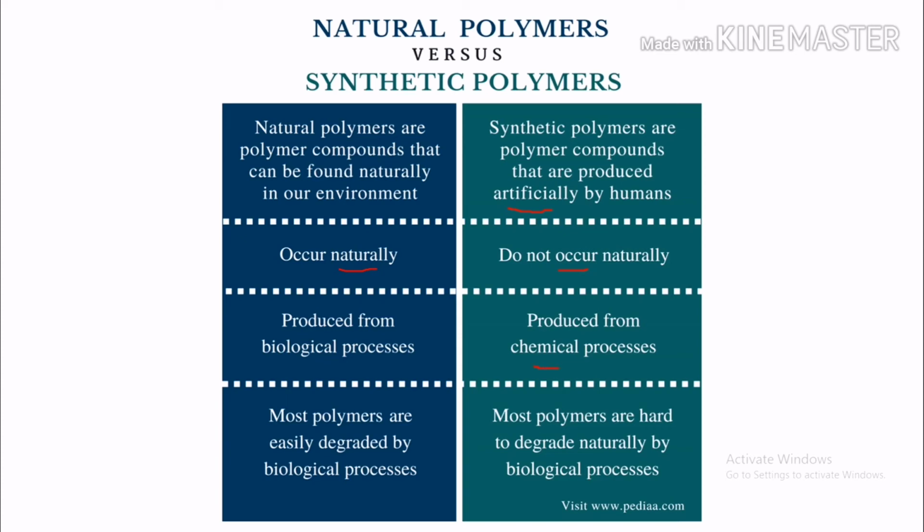Synthetic polymers are produced from chemical processes. Natural polymers are easily biologically degraded and converted into their essential monomers by using bacteria, different acids, and different bases. They are easily analyzed by using biological processes.